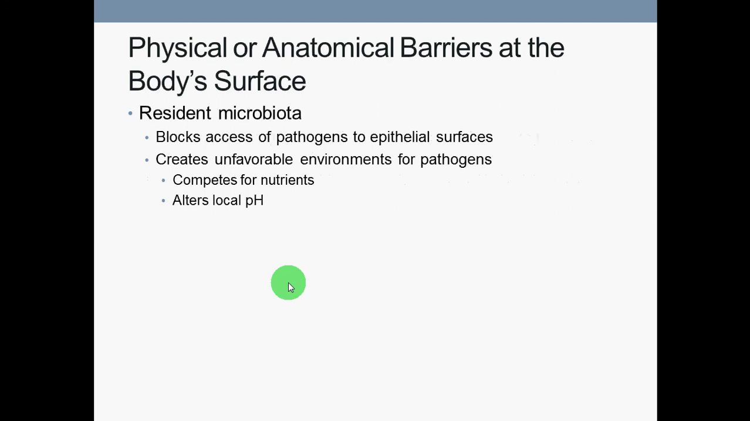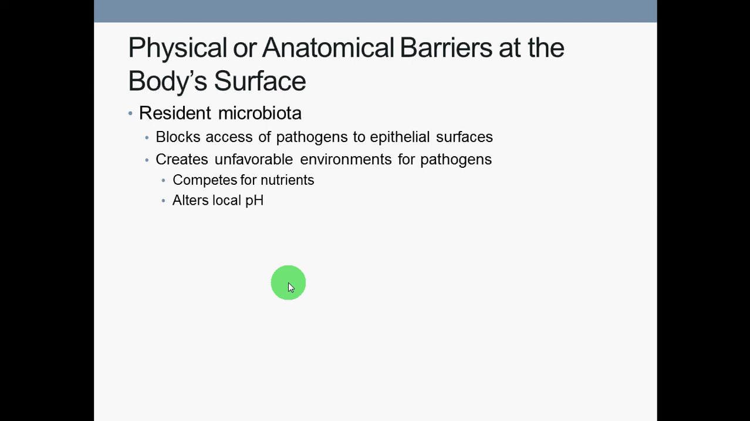One of the things that we've talked about before in previous lectures are those normal microbiota, so the normal microbes that colonize your body. We mentioned them before because they are very helpful in preventing infection. They live all over the body. We talked about the different places that you can find them. They're on the skin, gastrointestinal tract, respiratory tract, all over the place. What they do is they block access of pathogens to those epithelial surfaces. So all of those surfaces we talked about, skin, mucous membranes, things like that. They create unfavorable environments for pathogens, so that's that antagonism that we mentioned before.